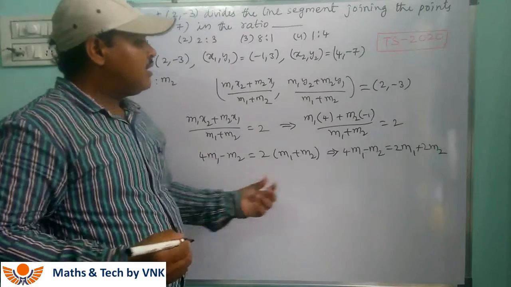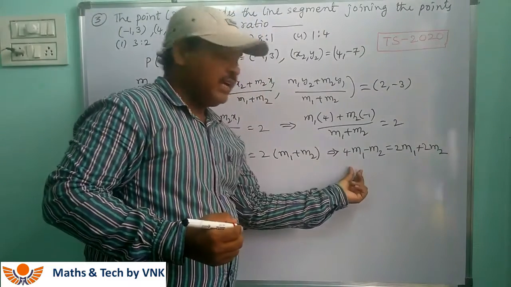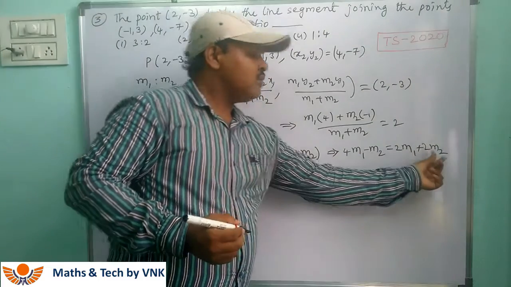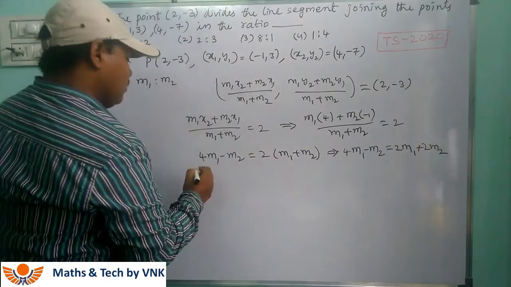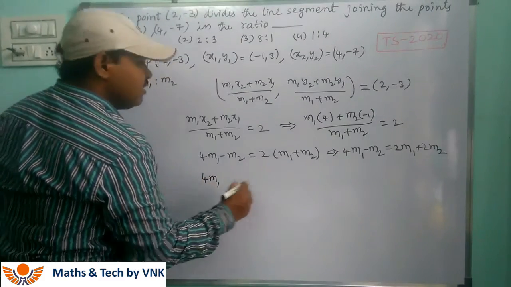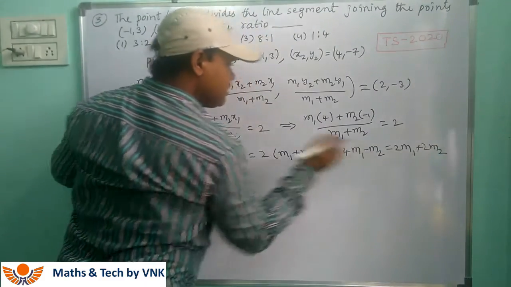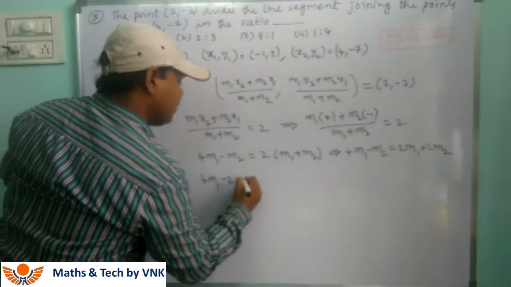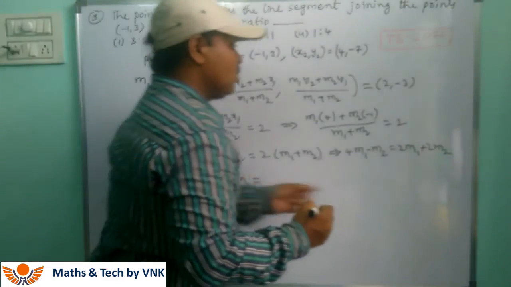So write m1 terms on left side and m2 terms on right side. So 4m1, so 2m1 ని left side తీసుకొస్తే 4m1 minus 2m1 is equal to 2m2 plus m2.